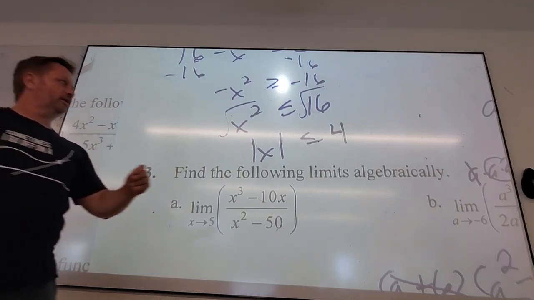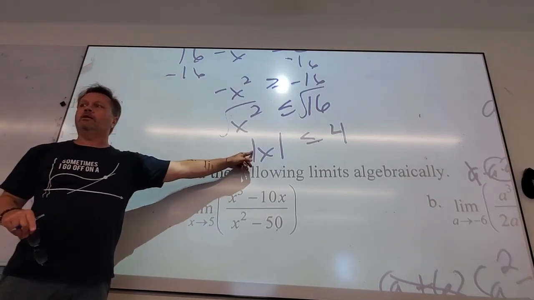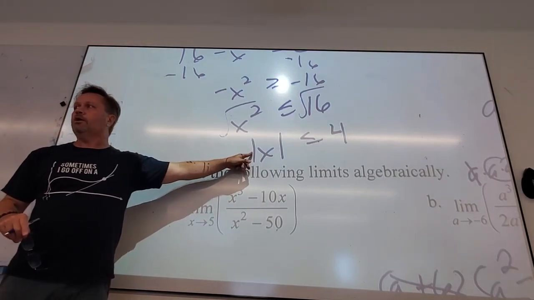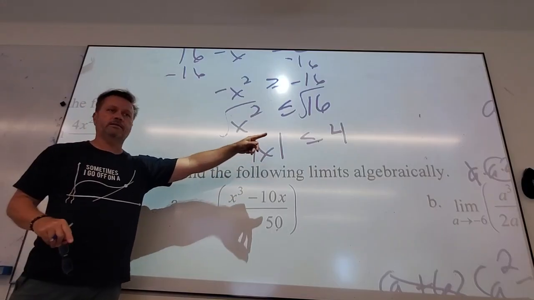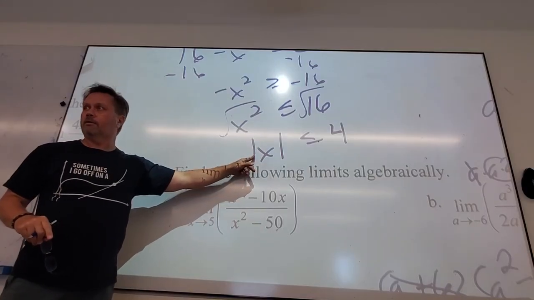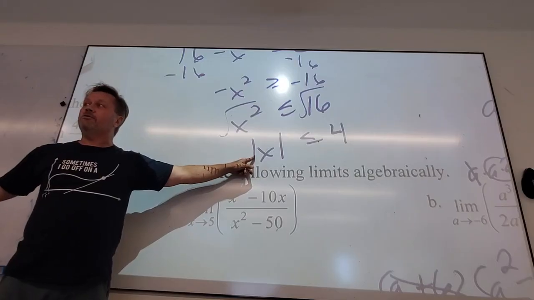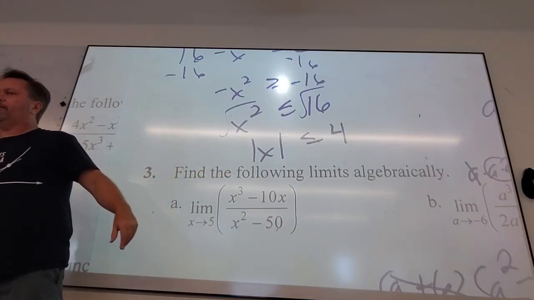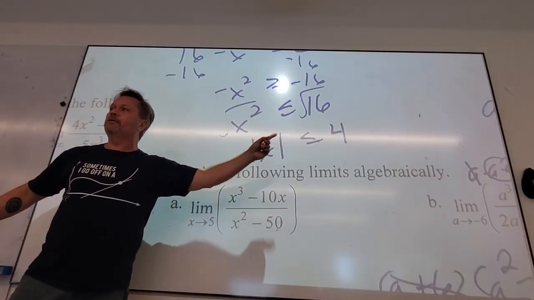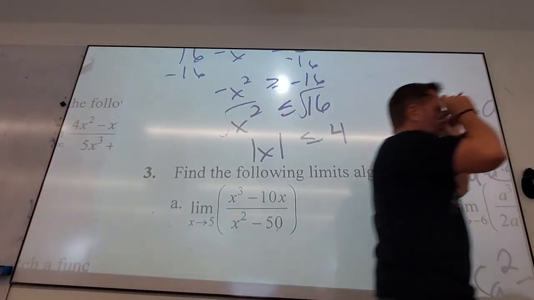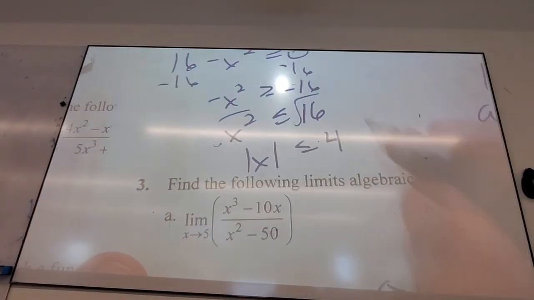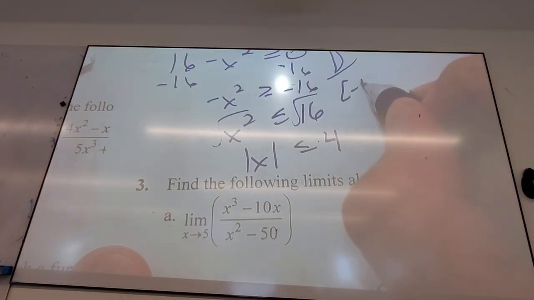I was trying to get you to think about this concretely. Can it be negative 7? No, because the absolute value of negative 7 is not less than or equal to 4. Could it be negative 3? Yes. Could it be negative 4? Yes, and that's as far as it can go. So how far down can it go? Negative 4. How far up? 4. So it's between negative 4 and 4. That's the domain: negative 4 to 4.